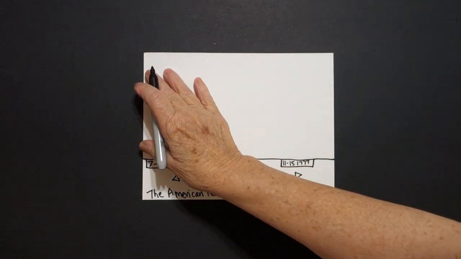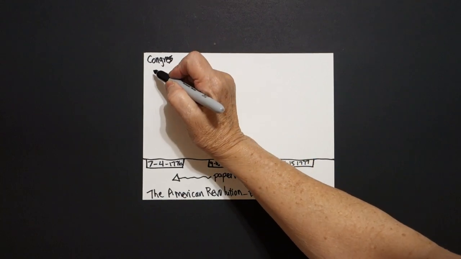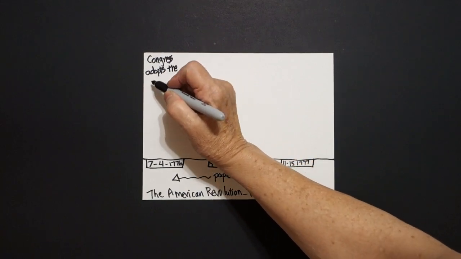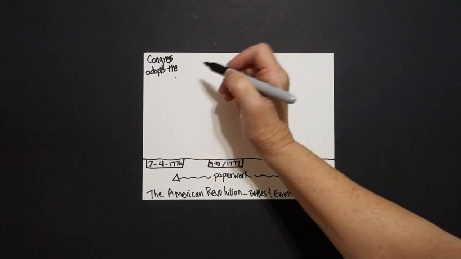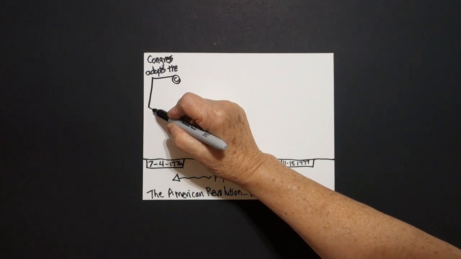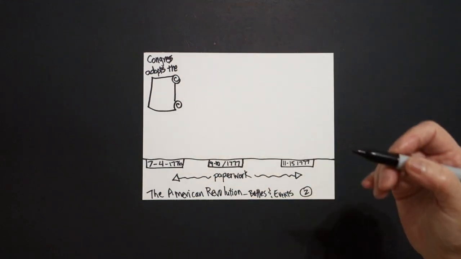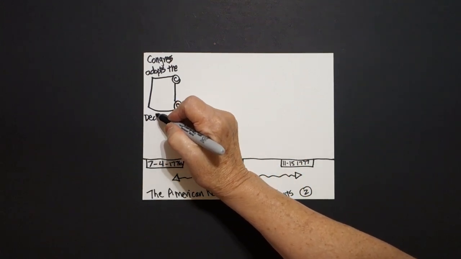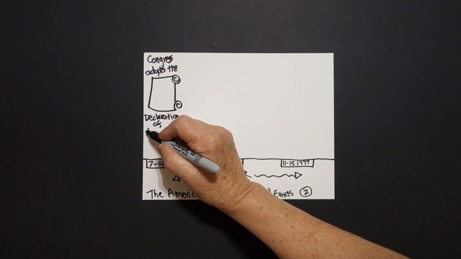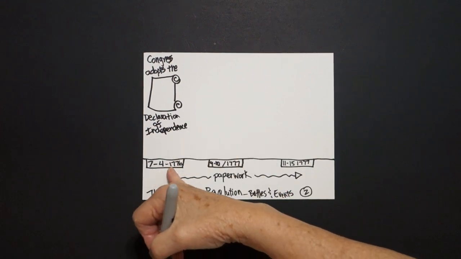All right, so starting over here on the left, we're going to write Congress adopts the, and then what we're going to do is draw a dot and draw a spiral. Straight line, straight line, slightly curved line, spiral, straight line, connect. What did Congress adopt? They adopted the Declaration of Independence. And that's why we celebrate the 4th of July, okay?